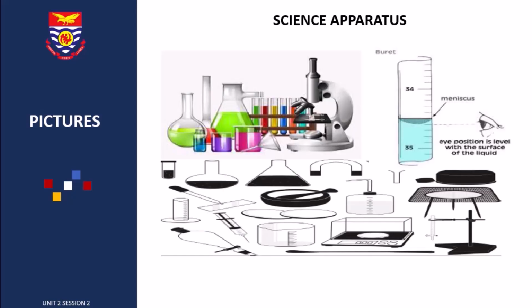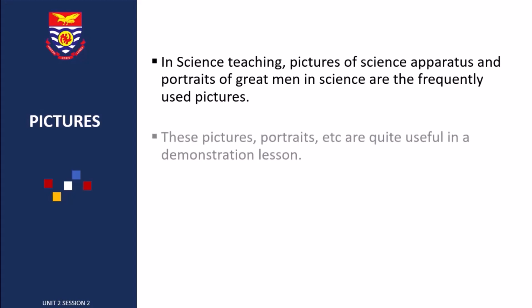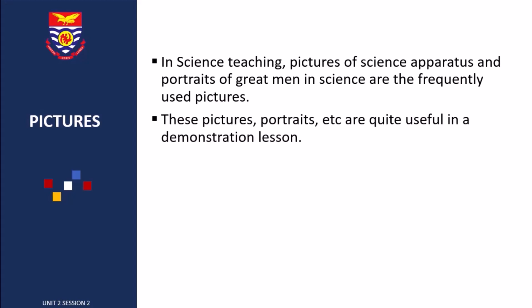The use of pictures is another example of visual materials for lesson delivery. A look at this picture. This is an example of a picture showing some apparatus in the science lab and even how to use them. In science teaching, pictures of science apparatus and portraits of great men in science are the most frequently used pictures. The portraits of the great scientists, if displayed in a classroom, give it the proper scientific atmosphere. These pictures and portraits are quite useful in a demonstration lesson.